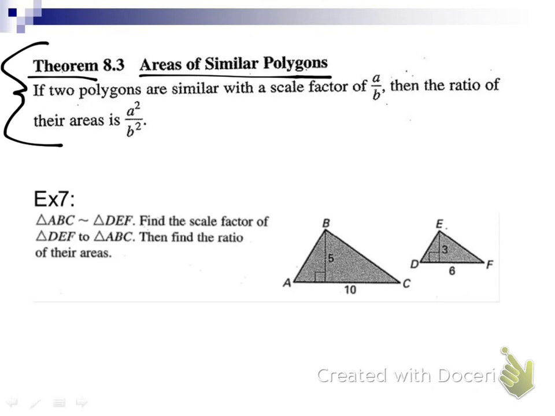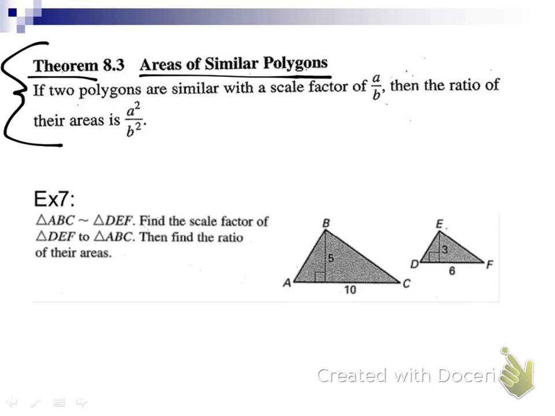Alright, so on the board you will see the theorem for today that has to do with area of similar polygons. We talked about similar polygons in the last chapter. We wrote scale factors for them. Remember, scale factor is just the ratio of the sides simplified. So for example, if you have a scale factor A over B, and I ask you to find the ratio of their areas, you would just square the top and bottom of the scale factor.